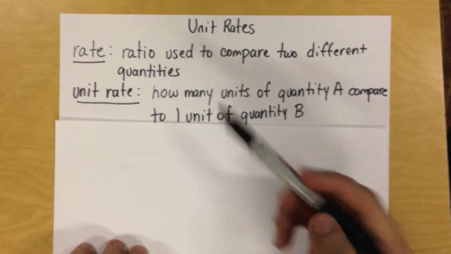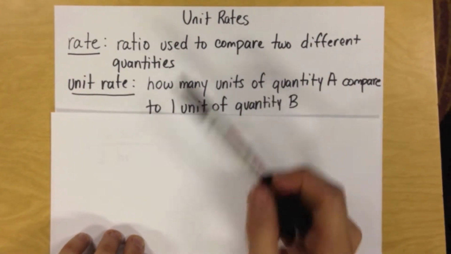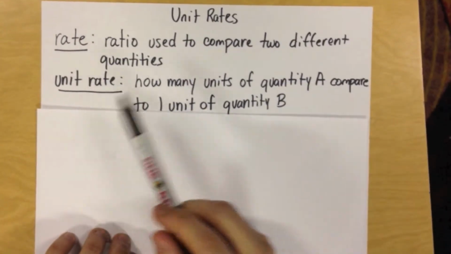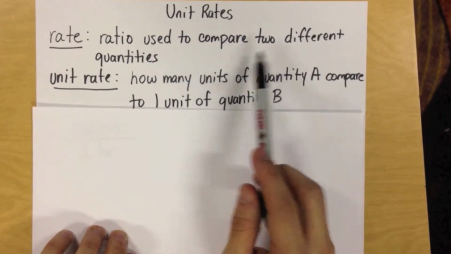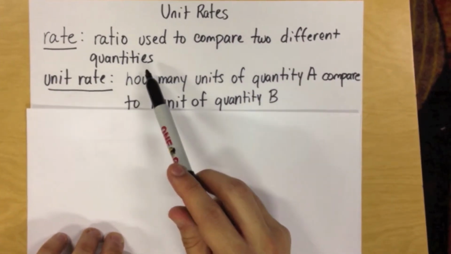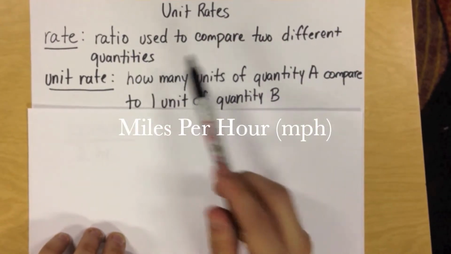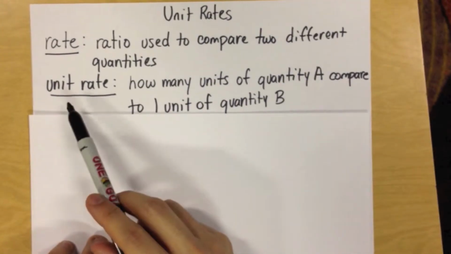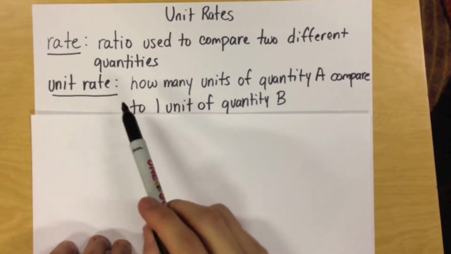So we're going to be going over unit rates. Before we go over what a unit rate is, we're going to go over what a rate is. A rate is a ratio used to compare two different quantities. Okay, we can compare how many miles per hour, for example. A unit rate is even more specific than that.